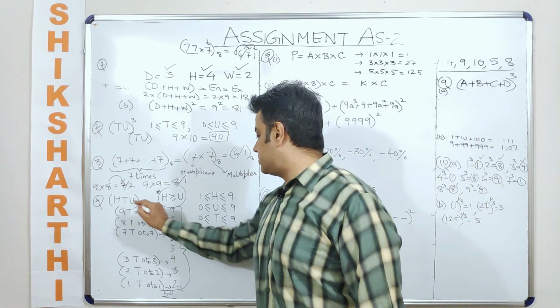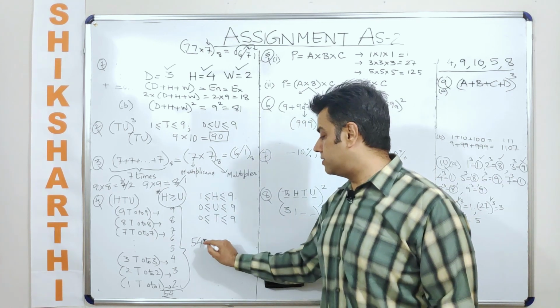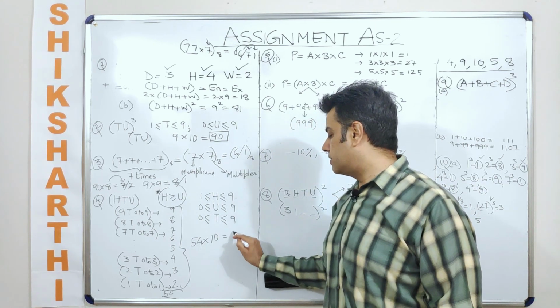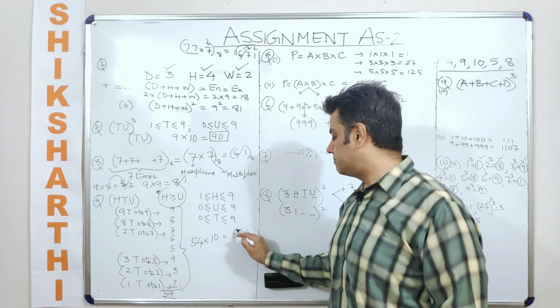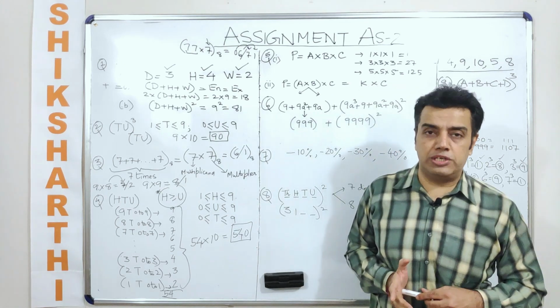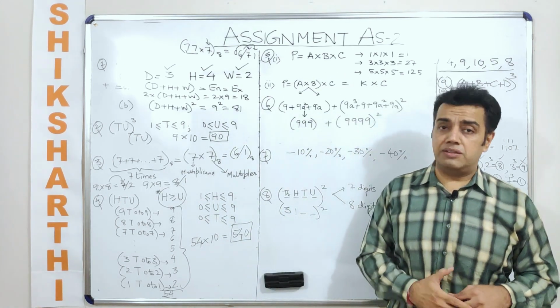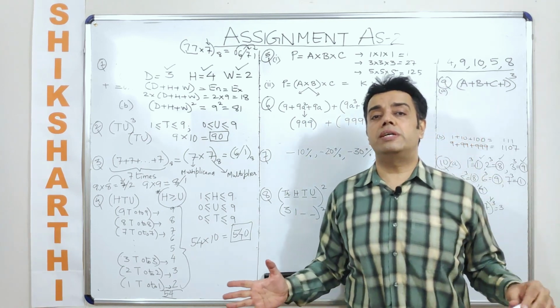But then how many values can I give to T? I can give 10 different digits to T. So how many such numbers can be formed? 540. So please relate, few minutes back I talked about permutation, combination and calculations. They go hand in hand and they can be combined at any given point in time.